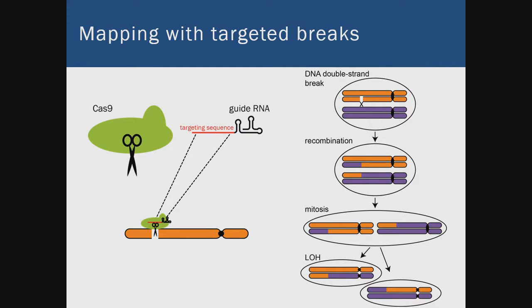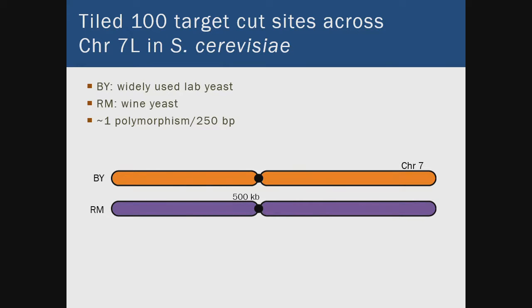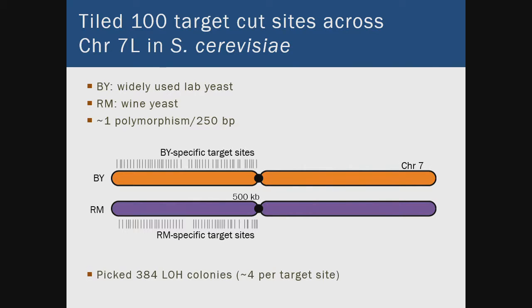Okay, so what we wanted to see is, A, can we even direct recombinations in this way, and B, if we can, can we use this to map traits? The system that we're using is yeast. We do our experiments in this cross between a lab yeast that we call BY and a wine yeast, RM. We focused on the left arm of chromosome 7, and we targeted Cas9, using guide RNAs with different targeting sites, to cut all across the left arm of chromosome 7. We have some sites that cut specifically on the BY chromosome and some that cut specifically on RM.